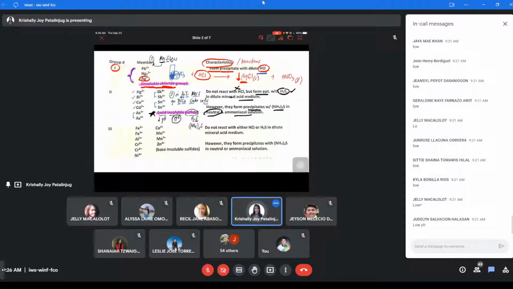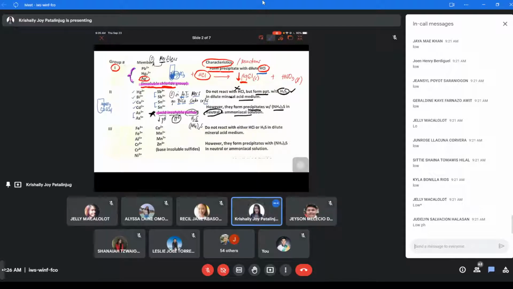Okay, so halimbawa, the ion, halimbawa lang ha, you mixed silver nitrate, example, 3 drops of silver nitrate, and then 3 drops also of cupric, let's say cupric sulfate.